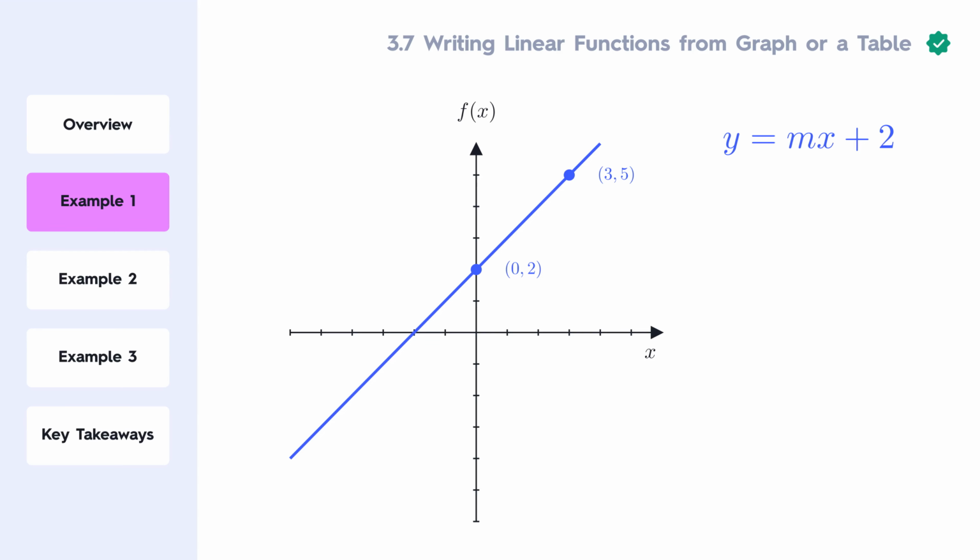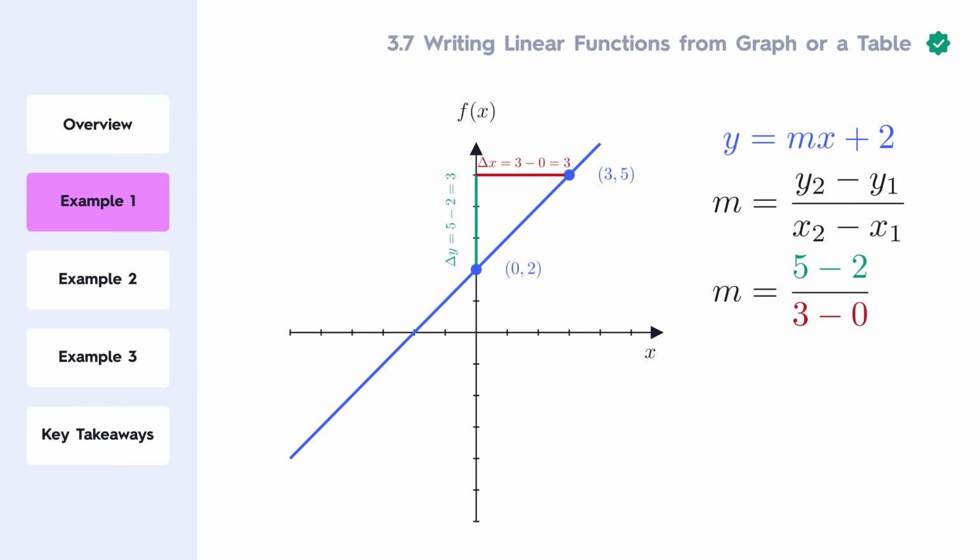As we know, the slope m represents the rate of change or the steepness of the line. To find it, we can use these 2 points on the line. The formula for slope is the following. Let's start by substituting y2 minus y1, which is 5 minus 2. Now, divide it by x2 minus x1, which is 3 minus 0. Therefore the slope m equals 1.